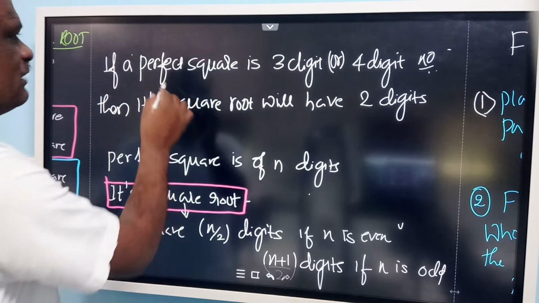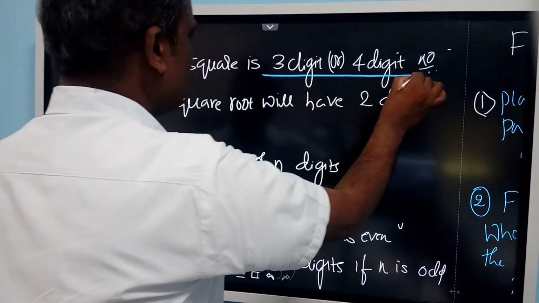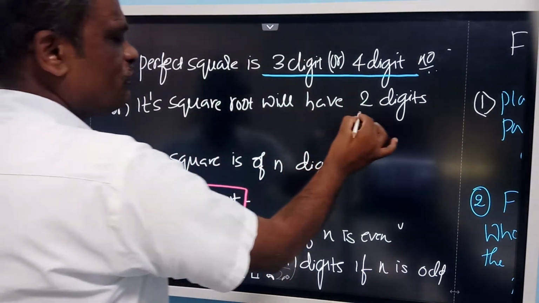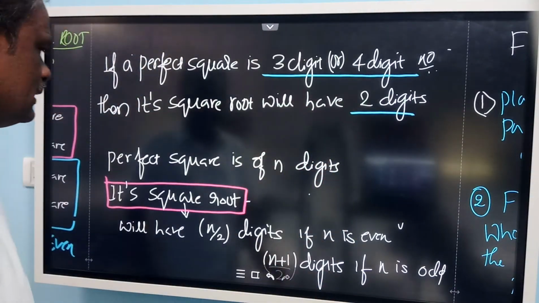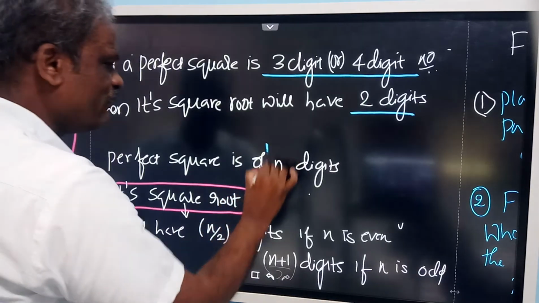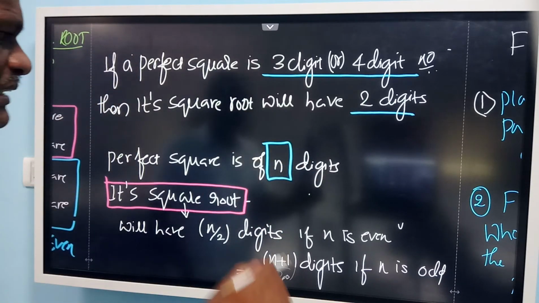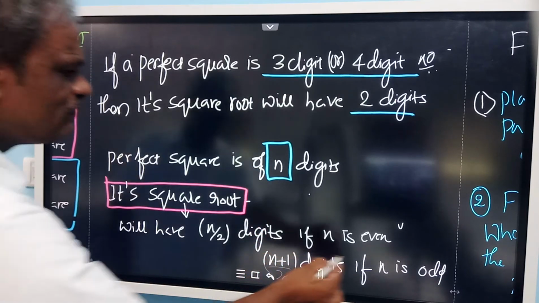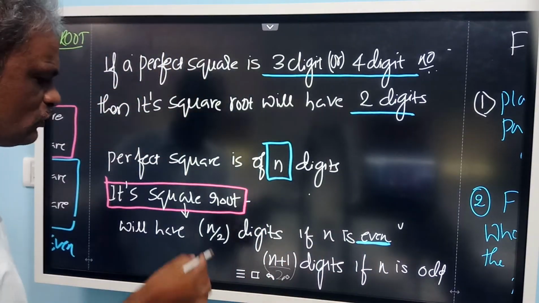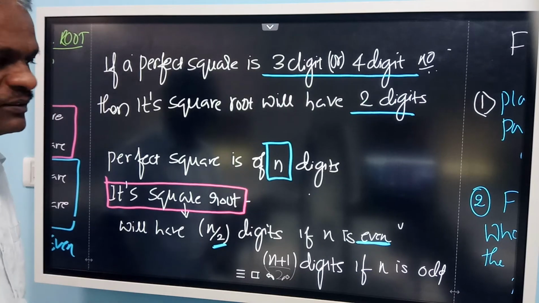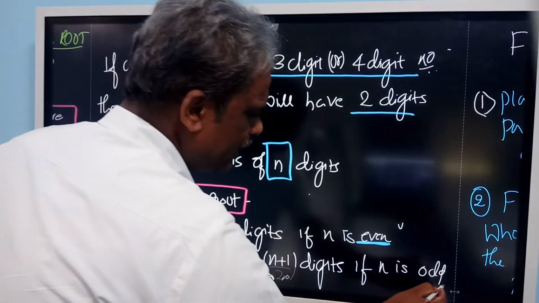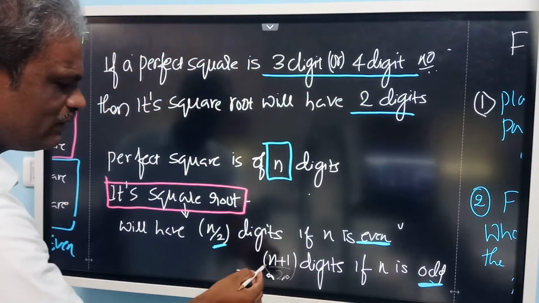Look at this. If a perfect square number is 3 or 4 digits, then its square root will have 2 digits, that I wrote. Similarly, if a perfect square number has n digits, we do not know the number of digits, let us assume that it is n. If n is even, its square root will have n by 2 digits. If n is odd, its square root will have n plus 1 by 2 digits.